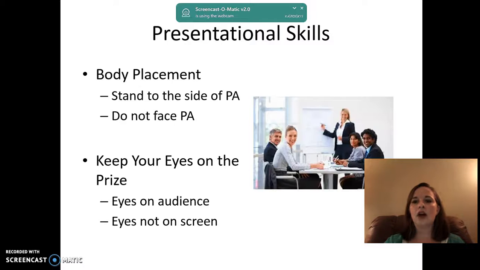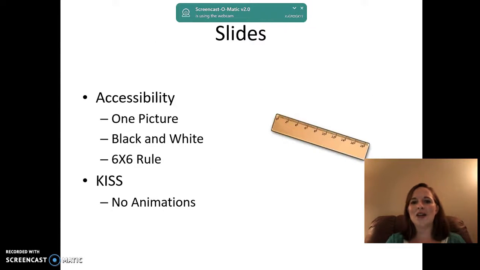So now that we've talked about presentational skills, let's talk about what you need to focus on for your slides. Now, the theme of this is that you need to be focused on your audience. So you want to make sure that your audience can see everything that's on your presentational aid. So let's talk about accessibility.